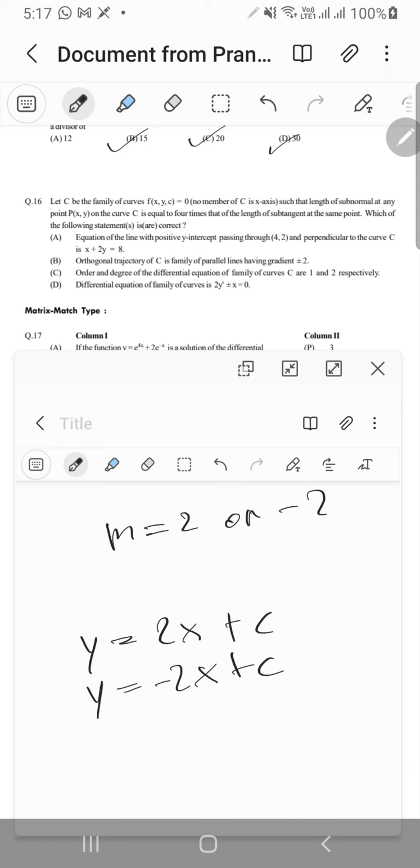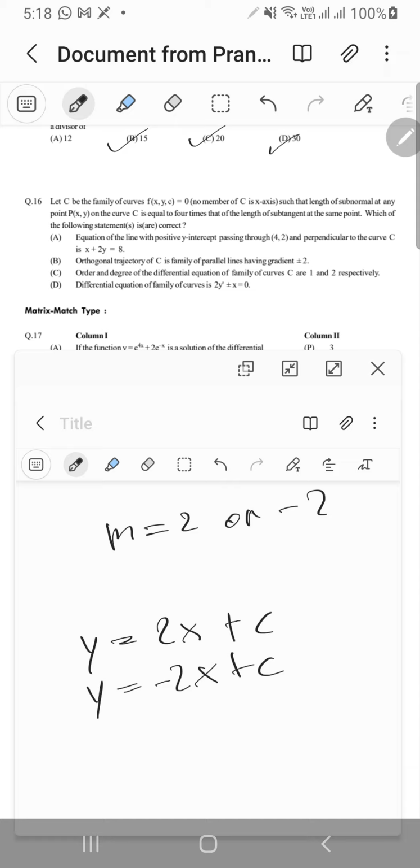Equation of the line with positive y-intercept passing through 4, 2 and perpendicular to curve C is y plus 2x equal to... positive y-intercept. That means the curve has, the C thing has negative intercepts. No, like y-intercept it's different altogether. Y-intercept could be anything, right? Yeah.